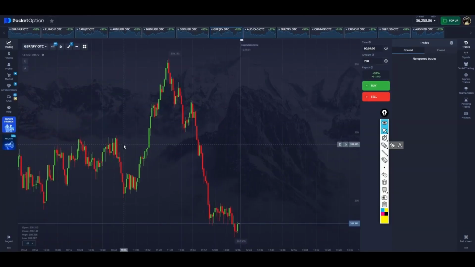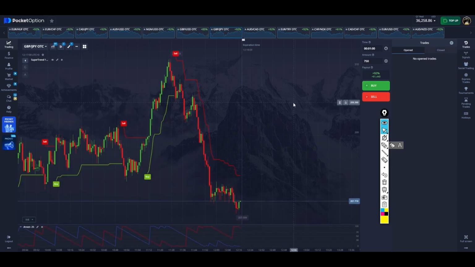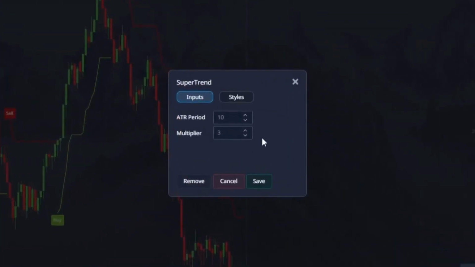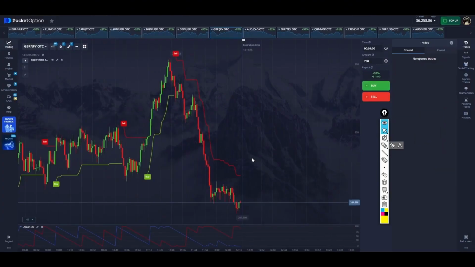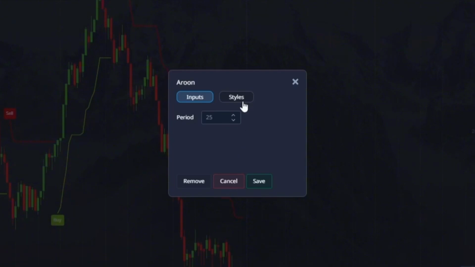All right, guys, here's how we set up the strategy. First, go to the Indicators tab. The first one we add is the Supertrend indicator. The second will be the Aroon indicator. Both indicators stay on their default values. Supertrend with the standard parameters and the classic color palette. Aroon with a period of 25, also in the classic style. Click Save and everything is ready.